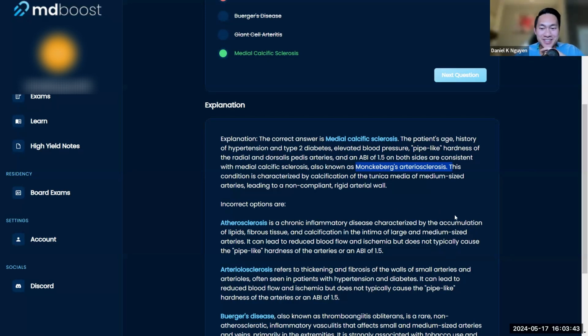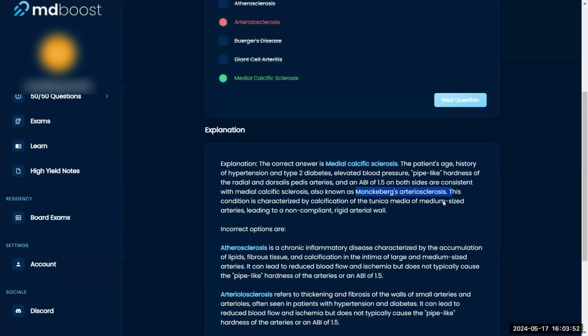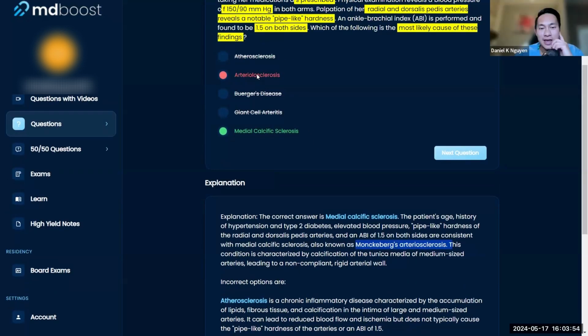This is kind of tricky here. Do you see the difference between the answer choices? Yeah, arteriolosclerosis and arteriosclerosis, I think I know the difference. The minor difference is that arteriolo refers not to your big vessels but to your small arteries. So I think this is a tricky question.